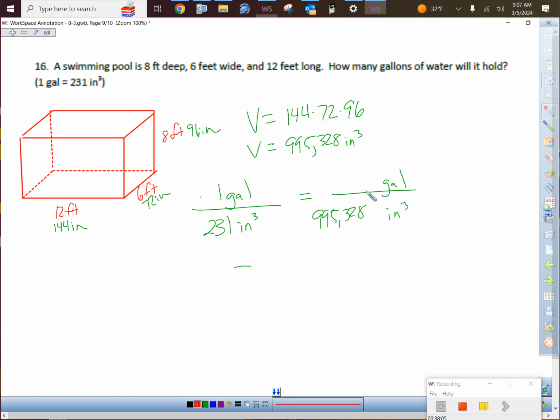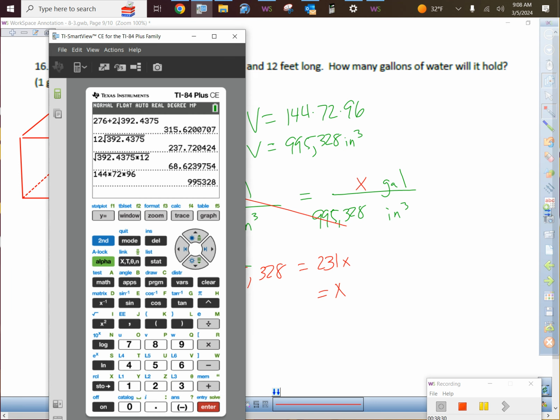Since we don't know the gallons, can't we call that X? How do you solve a proportion, baby? Cross multiply. 1 times 995,328, the big number again, will equal 231X. You cool with me cross multiplying? What's my move? Multiply by 231 or divide by 231? Divide, so take the big number divided by 231.